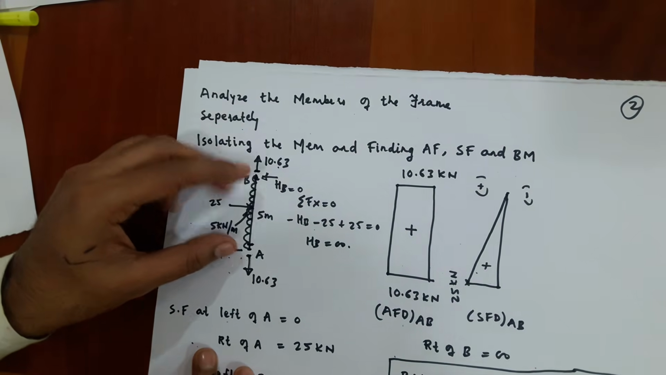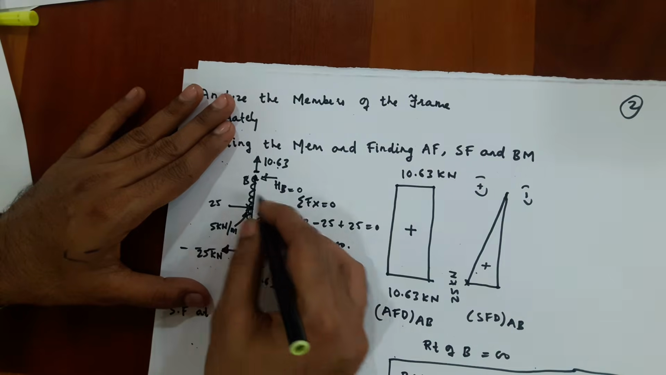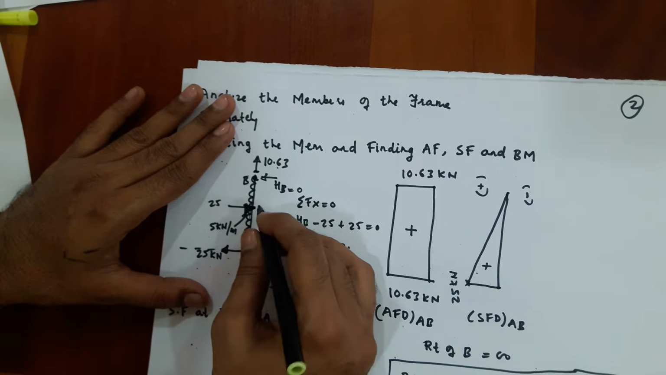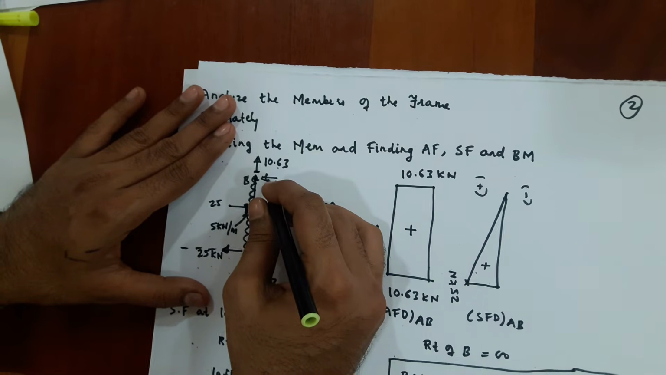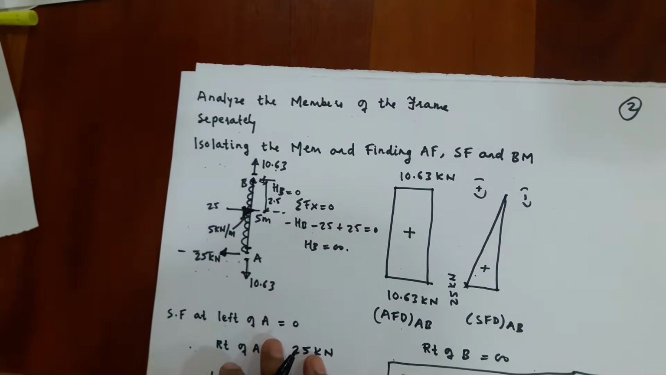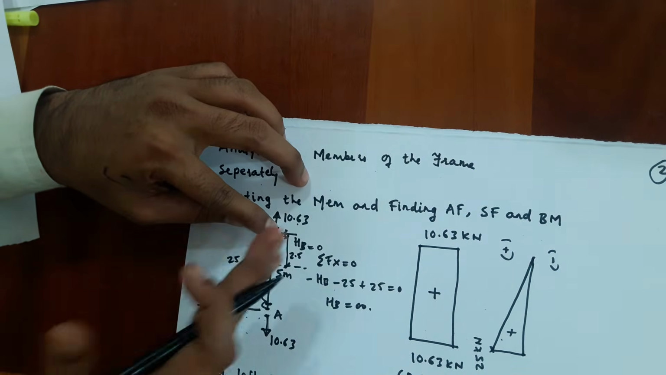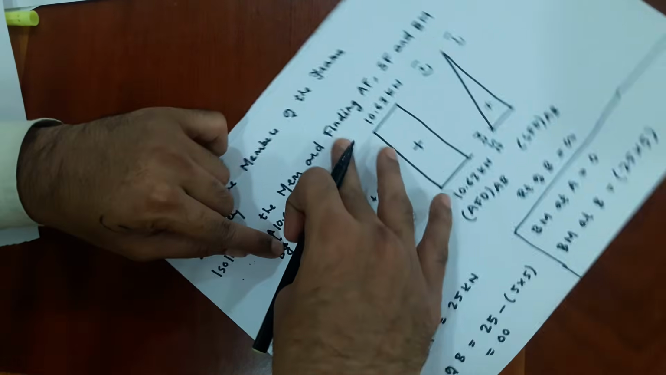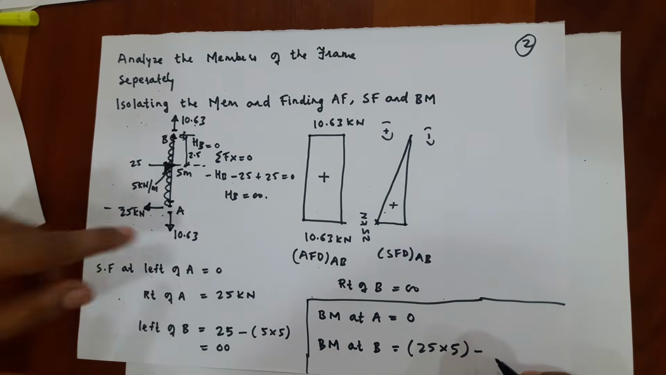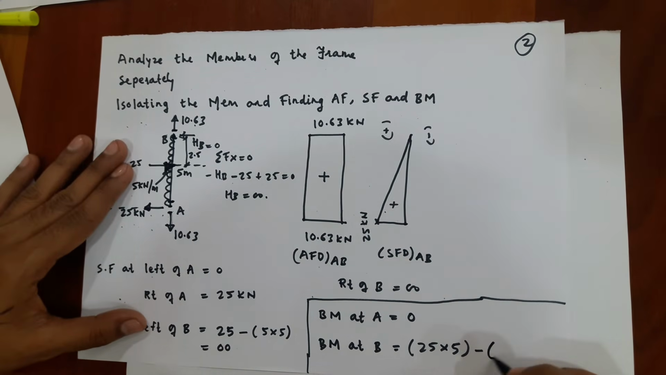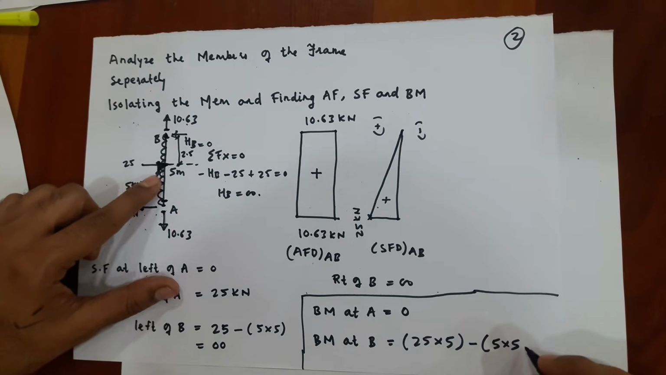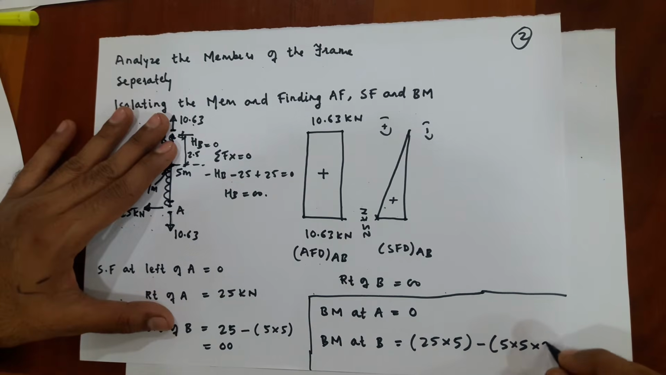Then you have this UDL. The total load of the UDL is concentrated at the center. This is the concentrated load of the UDL, and this is its line of action. The perpendicular distance from B is 2.5 meter, and this will create an anti-clockwise moment. Make this point fixed and apply the load like this, and it creates an anti-clockwise moment. Here, anti-clockwise moment will be negative because we are following the direction from left to right. Anti-clockwise moment: 5 into 5 into 2.5, the total load of the UDL into 2.5.